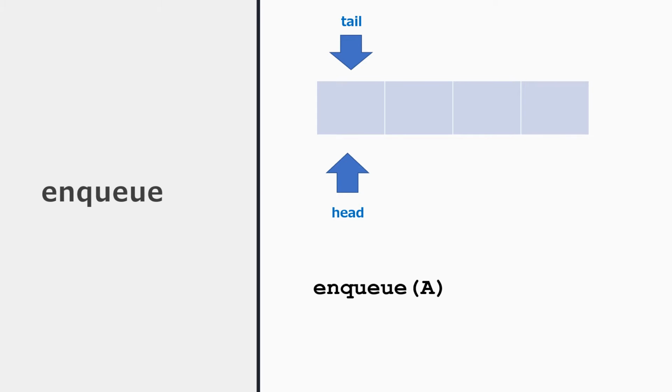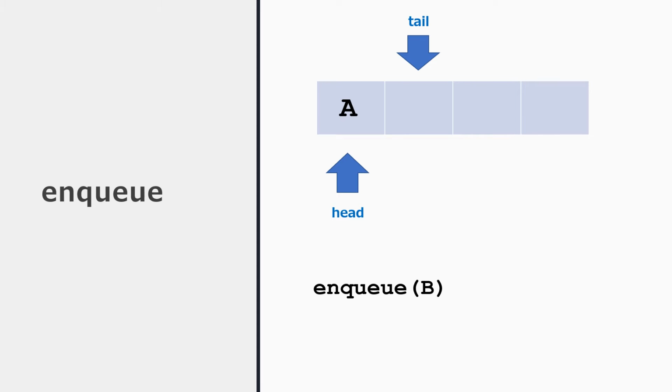Here's an empty queue. As you can see, there are two pointers called tail and head. We're going to enqueue the letter A. Remember that when we enqueue, we add data at the tail of the queue. So let's do that now. We add data at the tail of the queue, and then the tail moves up by 1. A has now been added to the queue.